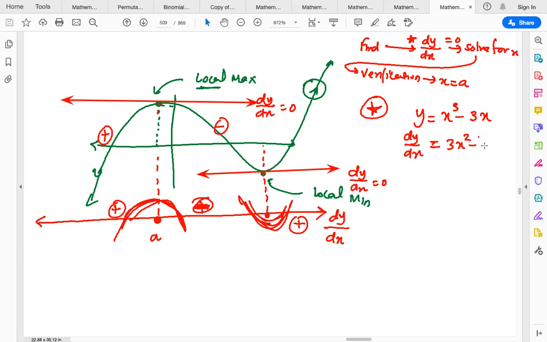When I have 3x squared minus 3, I'm going to equate this to 0 and solve for x. That gives me x squared equals 1, and x is plus or minus 1. Now, when you draw the sign diagram about plus and minus 1, this is minus 1, here it is positive, 1.